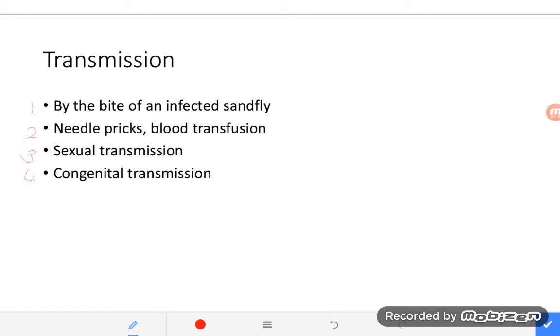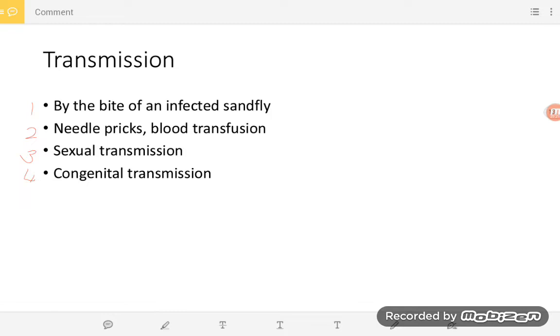Other ones: sometimes by needle prick or blood transfusion. As a medical laboratory scientist, you should be aware you can be inoculated by needle pricking. Sometimes in blood transfusion, persons may get the Leishmania species, because normally in the blood bank we are not checking for Leishmania, only the malaria parasite. Another thing, sexual transmission is also possible, and congenital transmission, that means from mother to fetus there is a chance of transmission.